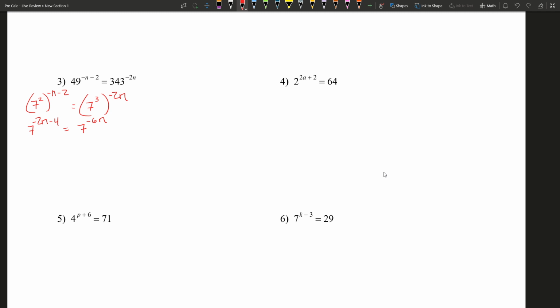Because both sides have the same base, they cancel each other out. So we're left with negative 2n minus 4 is equal to negative 6n. Add 2n to both sides. You get negative 4 is equal to negative 4n. So n is equal to 1.